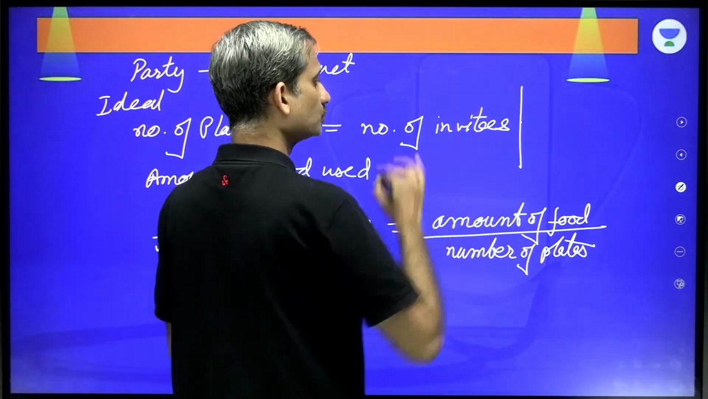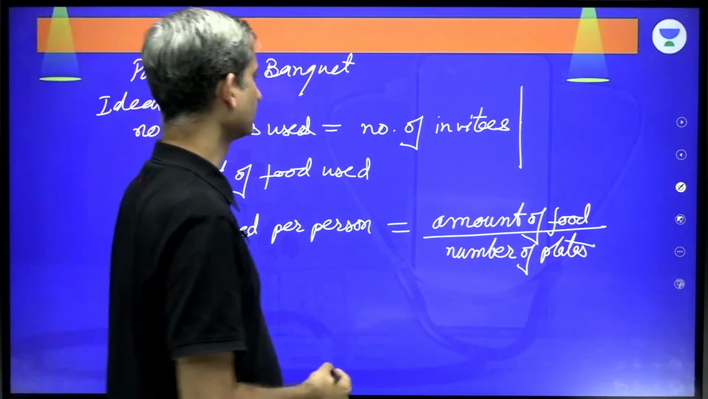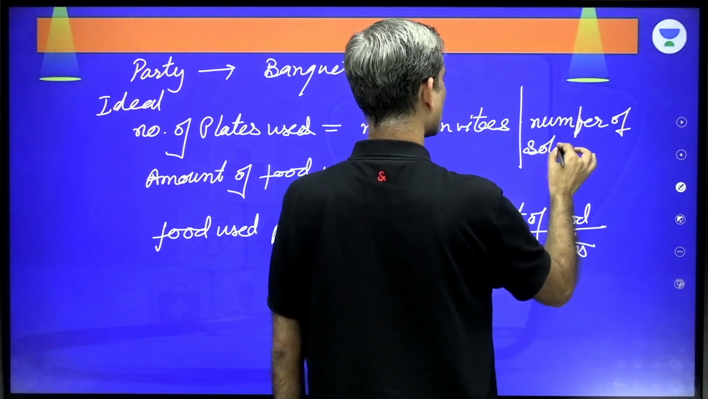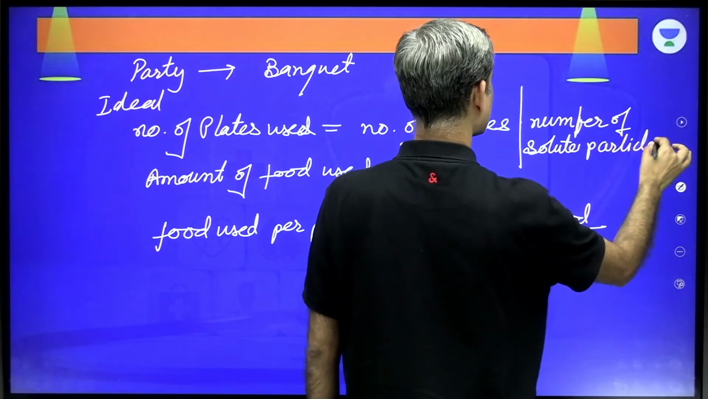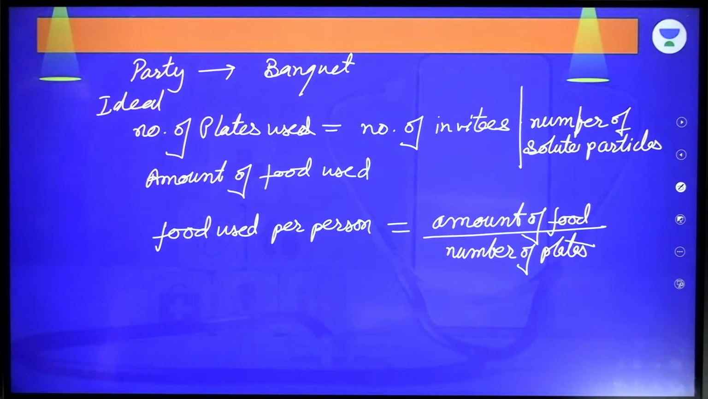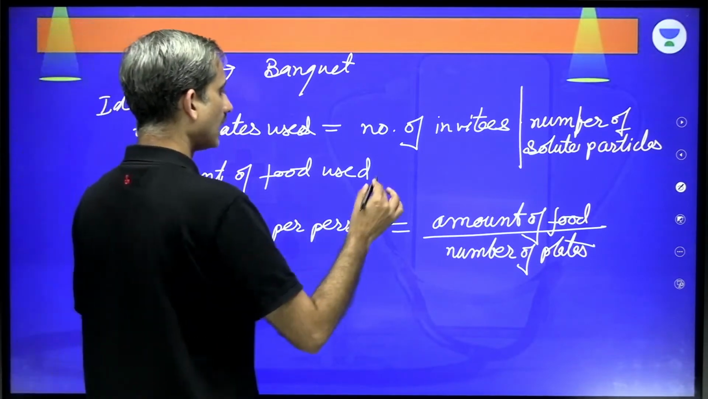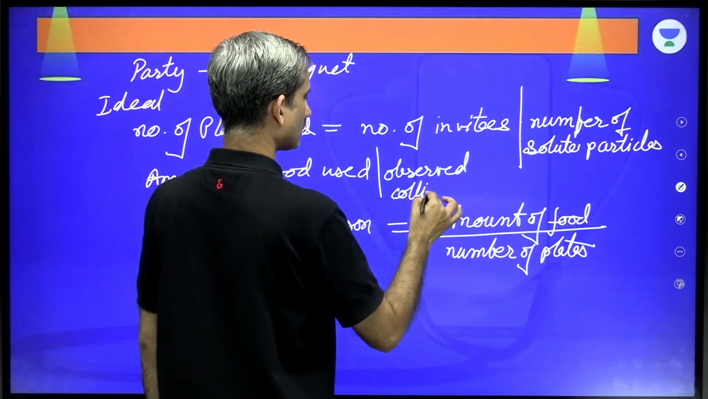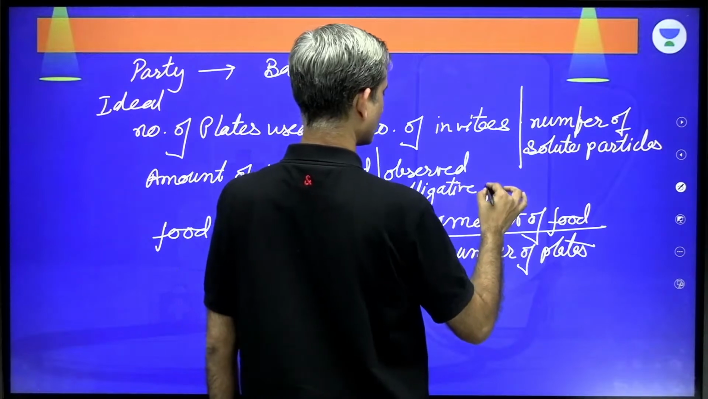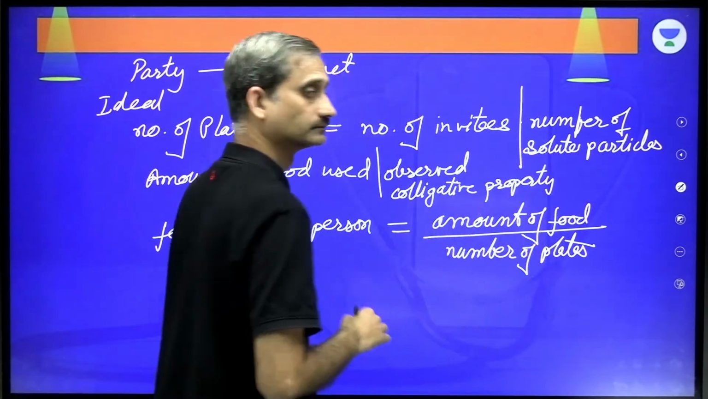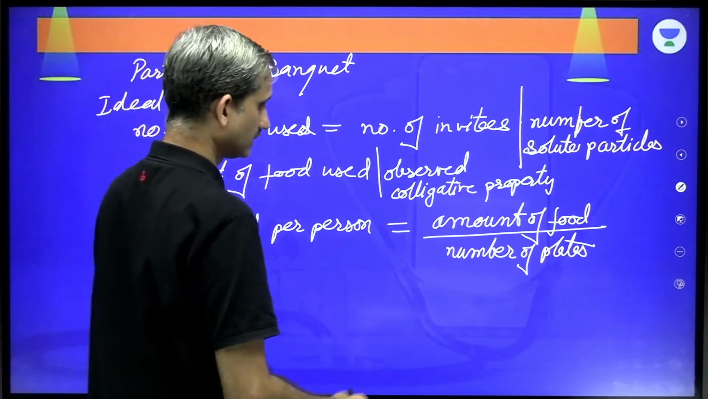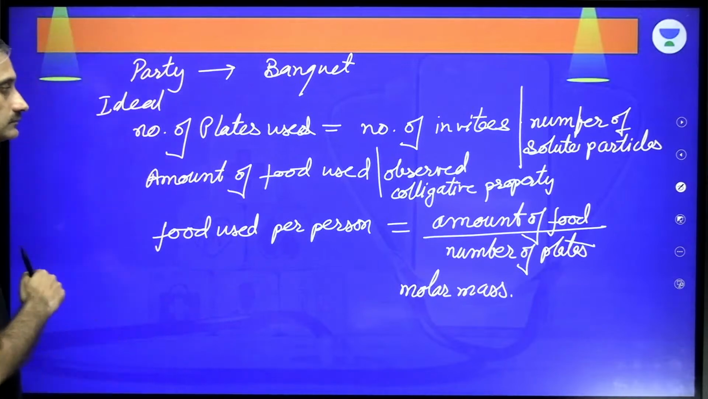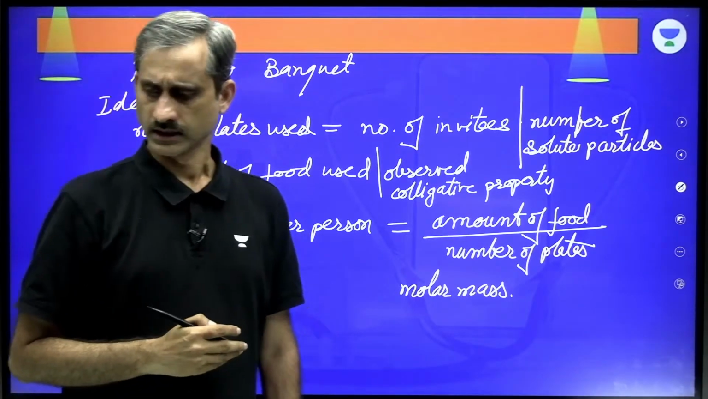Now, if we relate it to colligative properties, the number of invitees is the number of solute particles. The number of plates is the number of solute particles. The amount of food used is the observed colligative property. The food used per person is the molar mass. Is this clear?